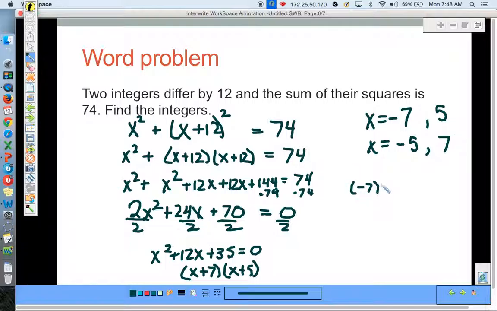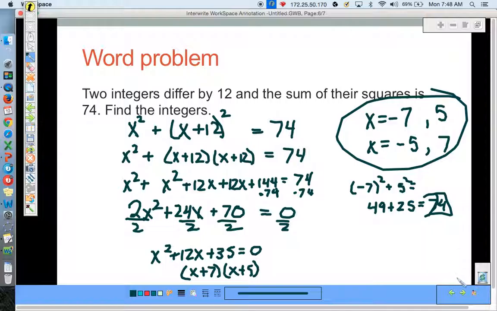So we have negative 7 squared plus 5 squared. So we got 49 plus 25, which is 74. So we have two different possibilities.